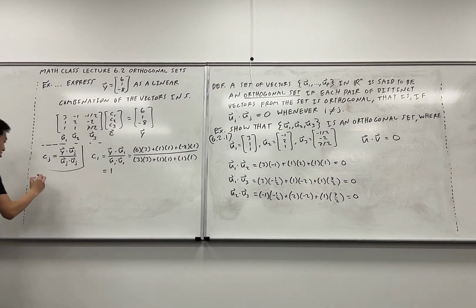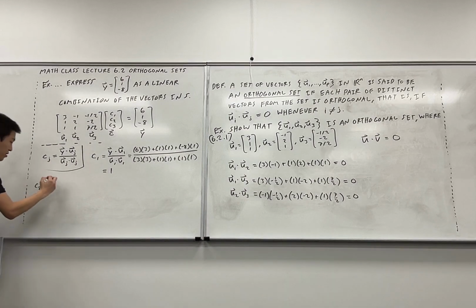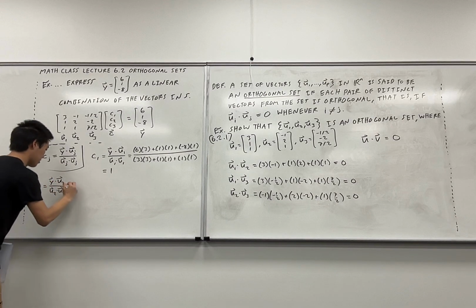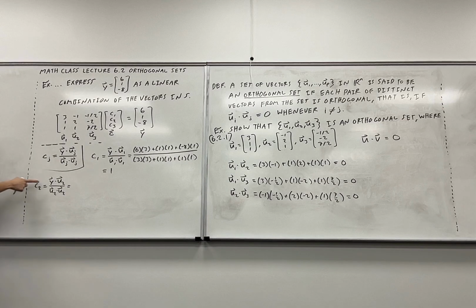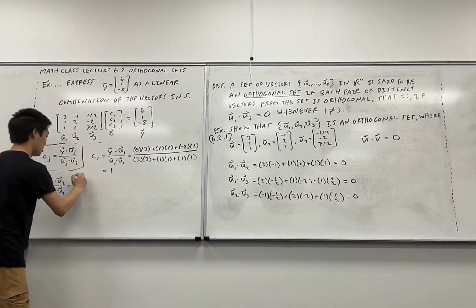Now in a similar way, we can solve for C2 and C3. So C2, somebody tell me, how will I plug the 2 into the formula here? Y dot U2 over U2 dot U2. Very good. Okay. What about Y dot U2? What does that product look like? It ends up 6.